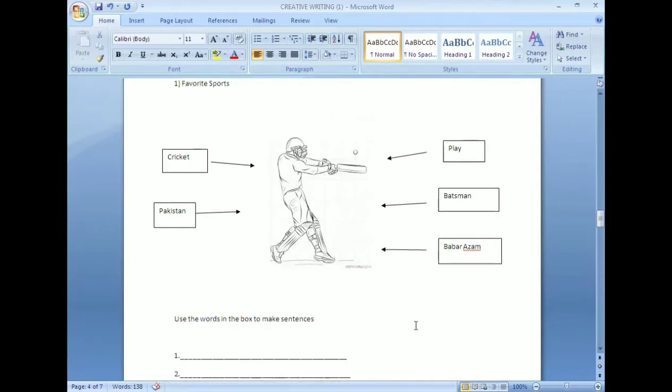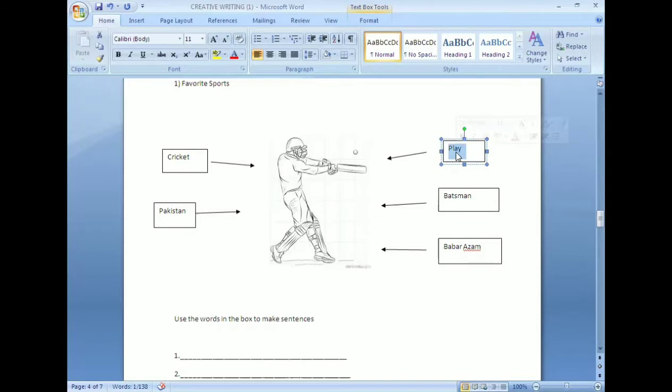You're basically going to start with: I love to play sports. I like to play sports. My favorite sport is cricket. The sport that you have to talk about is cricket. You're going to be using this word. My favorite sport is cricket. I love to play cricket.